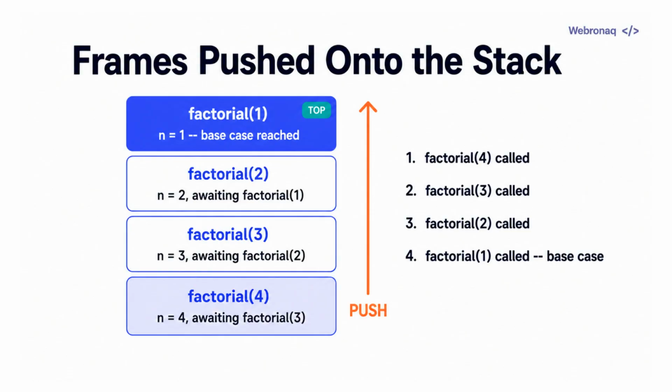That triggers factorial of 2, another frame pushed, n equals 2. That triggers factorial of 1. One more frame pushed, n equals 1. Now we have 4 frames on the stack, each one paused and waiting. The top frame holds factorial of 1, and n is equal to 1. That means the base case is about to be triggered. This is the turning point. Next, the stack starts to unwind.